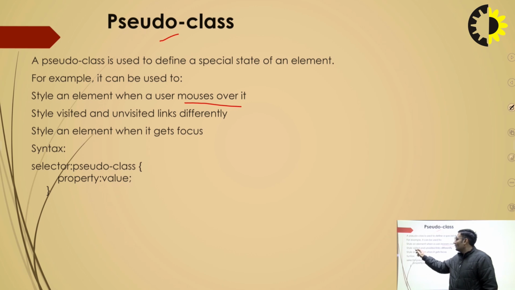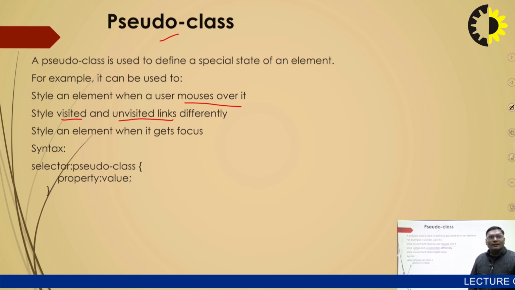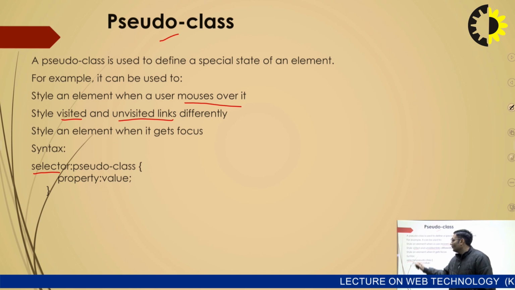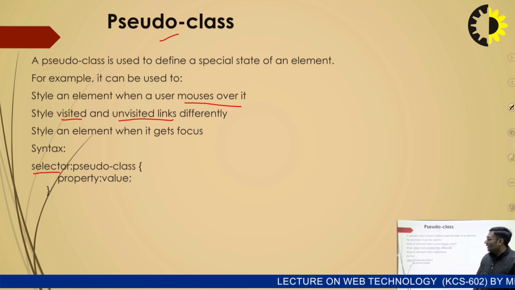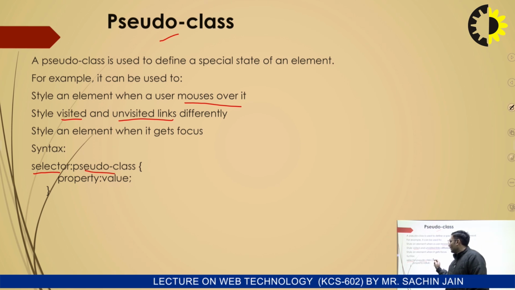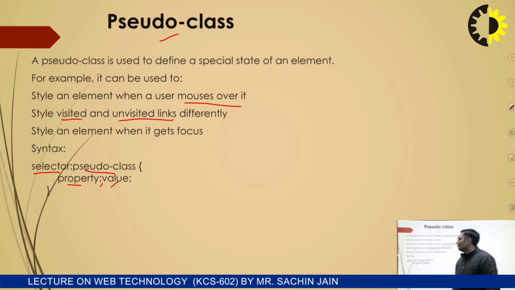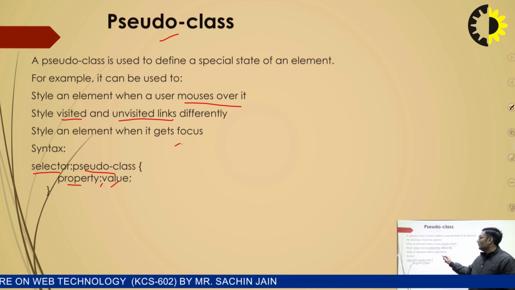So if we want to make changes on an element when the mouse gets over it, or change the style when it is a visited link or an unvisited link, with different colors, then we can apply pseudo class. And the syntax of pseudo class is the selector where we want to apply the pseudo class, colon, pseudo class name, curly braces open, then property, colon, then value. So this is the syntax to use the pseudo class.